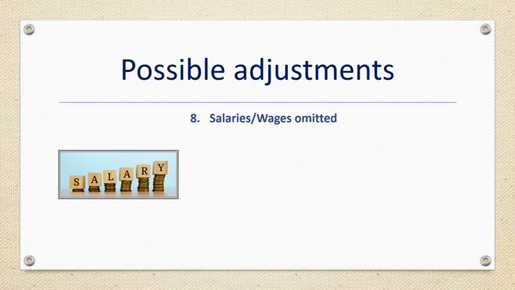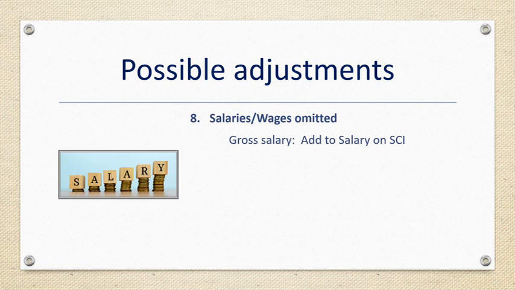Salaries, wages omitted. Maybe the salary journal for the last month was not posted, or there was a new employee and his or her details were not entered. You look for the gross salary and you add the gross salary to the statement of comprehensive income. Sometimes we give you the net salary with all the deductions, then you calculate the gross salary. Sometimes we give you the gross salary.